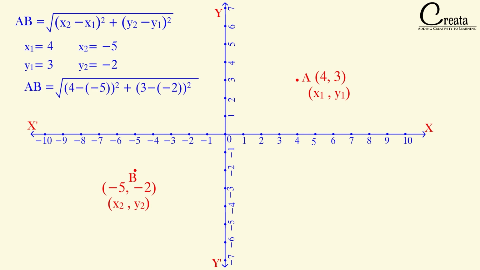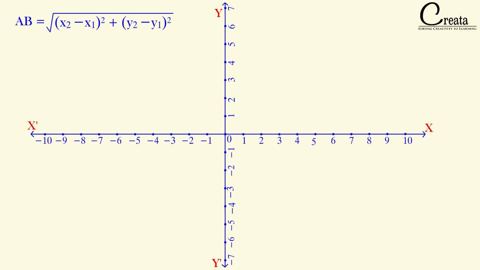Okay, let's put the value. (4 minus -5) whole square plus (3 minus -2) whole square. On solving, we got our result as root of 106. This result is matching with our previous answer. So we can say this formula is also applicable when the 2 points are in two different quadrants. Okay?